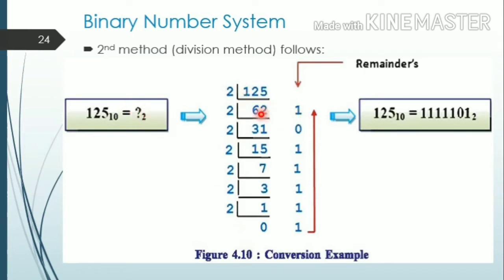So if we get the remainder 1, here will be 0, then here is not divisible, so we will put again 1. Here this is 0, we will take 1, and we will write it from bottom to top. So we will get the conversion of 125 base 10 decimal number into a binary number.